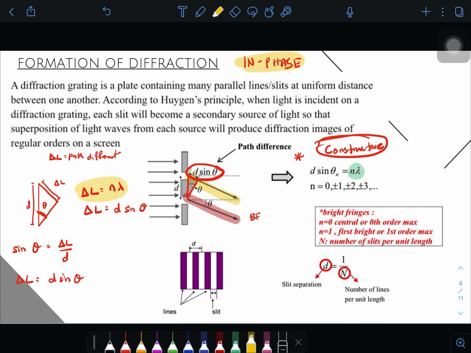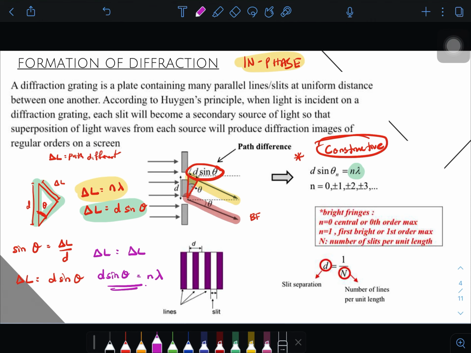Yang kedua disebabkan dia in phase, disebabkan from this triangle, kita nak cari delta L nya, dia ialah D sin theta. So dia ialah delta L yang sama. So delta L yang sama dia ialah D sin theta equals to N lambda. From here kita dapat the equation of D sin theta equals to N lambda.